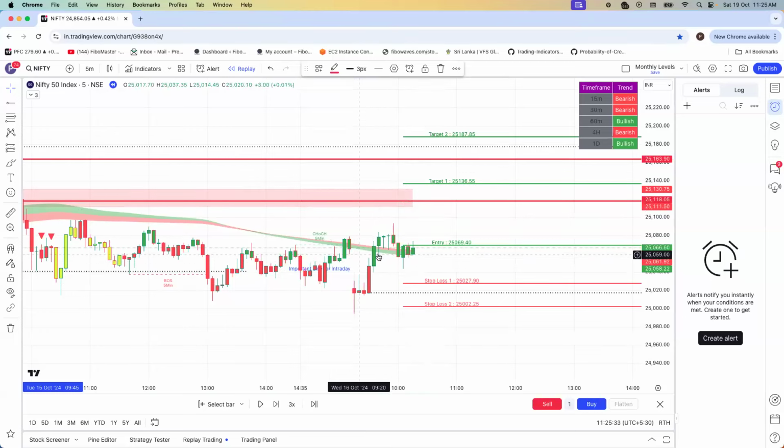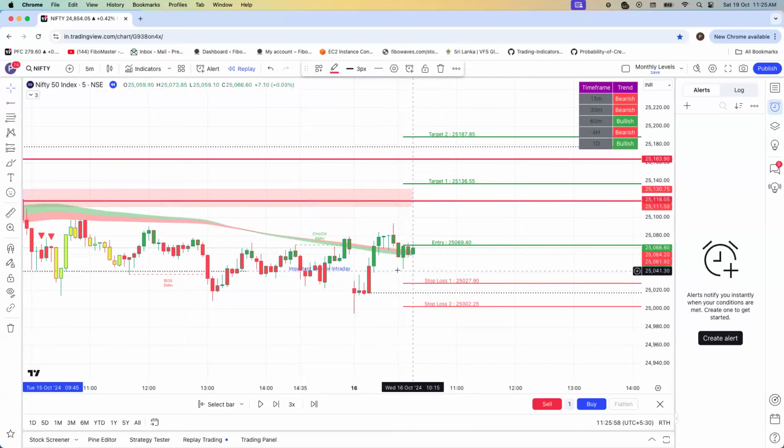So I'm taking an entry here, this candle I'm taking as my entry. Sir, should we take it in the green candle itself, or above the green candle? So you're taking this as a green color candle, turning from red to green. So you're thinking that it will go up, which means it's crossing the level. So you're taking the entry and waiting for the target.